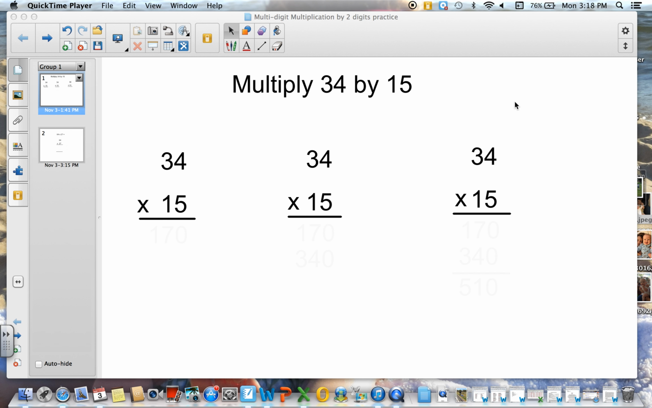We are going to talk about multiplying two-digit numbers or three-digit or even four-digit numbers by two-digit numbers today. So here we are going to be looking at multiplying 34 by 15.